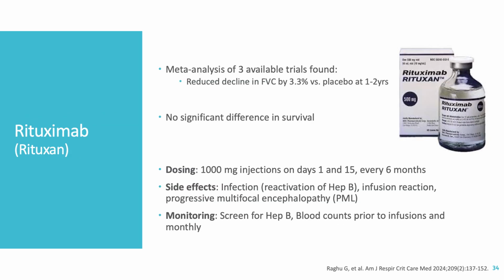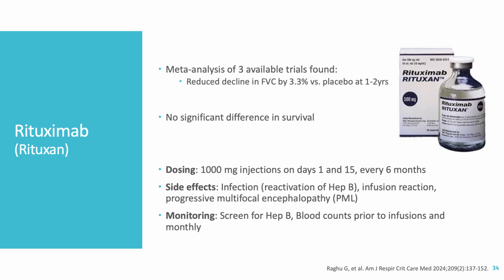Rituximab is one of the other medications that has been recommended and has good data to support its use in scleroderma. There was a meta-analysis that looked at 3 available trials that had studied the use of rituximab in patients with scleroderma and found that their forced vital capacity, or that total amount of air that you blow out when you're doing your pulmonary function tests, declined at a slower rate in patients with rituximab compared to those that were getting placebo at both 1 and 2 years. There were no significant differences in survival, though.